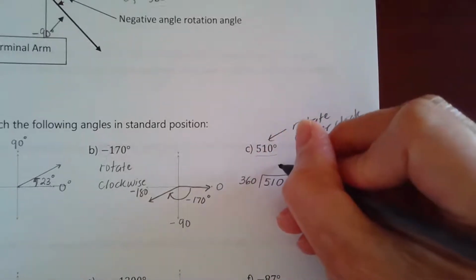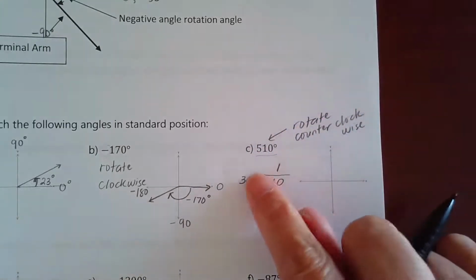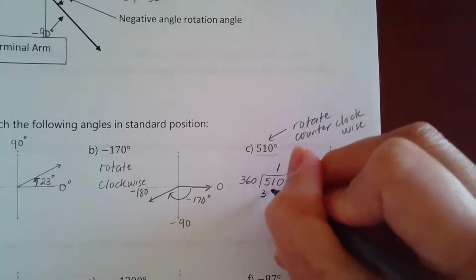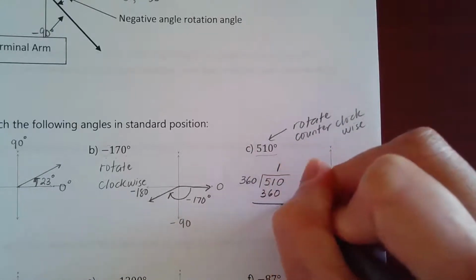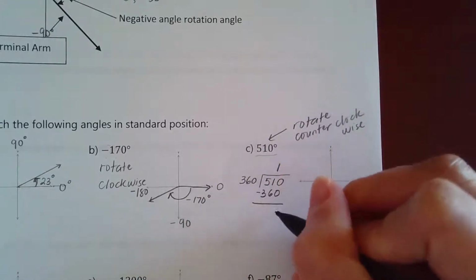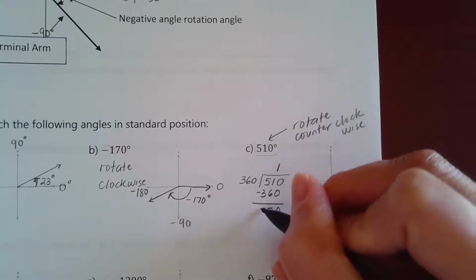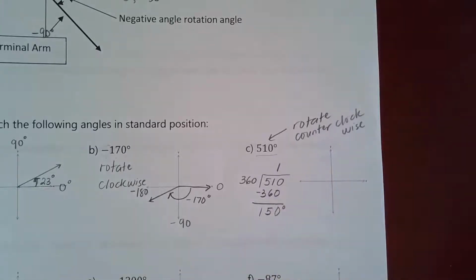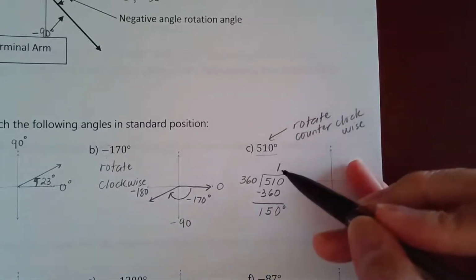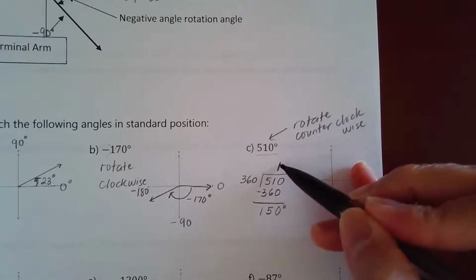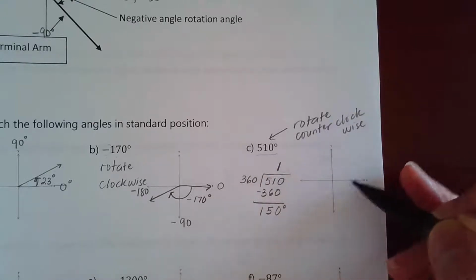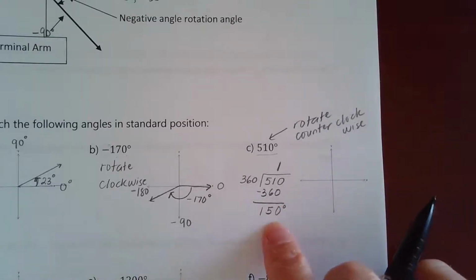So that's going to be 1. So 1 times 360 gives us 150 degrees. So it's going to tell us that it's going to be one full rotation, one full 360, and there's a little bit more that we have to go forward by an extra 150 degrees more.